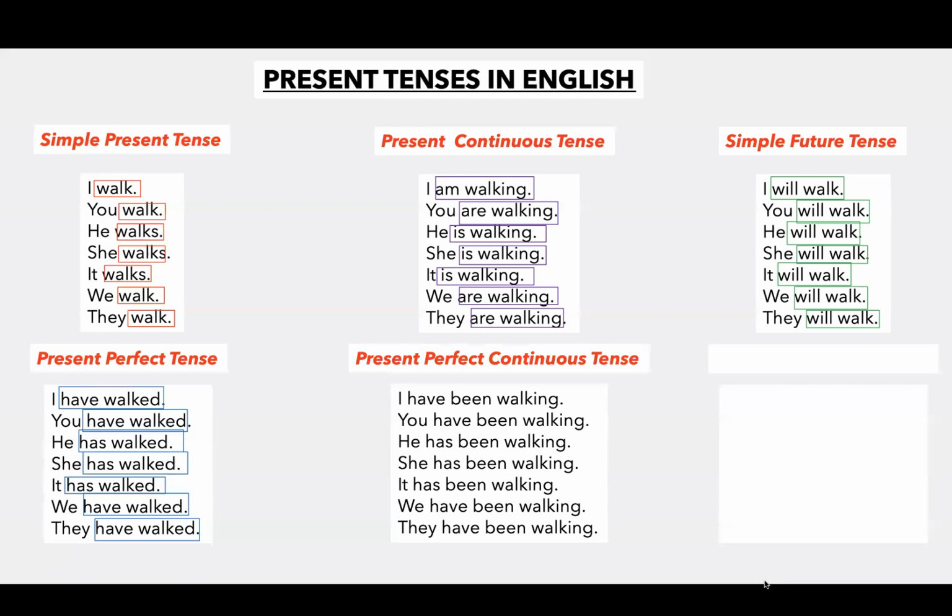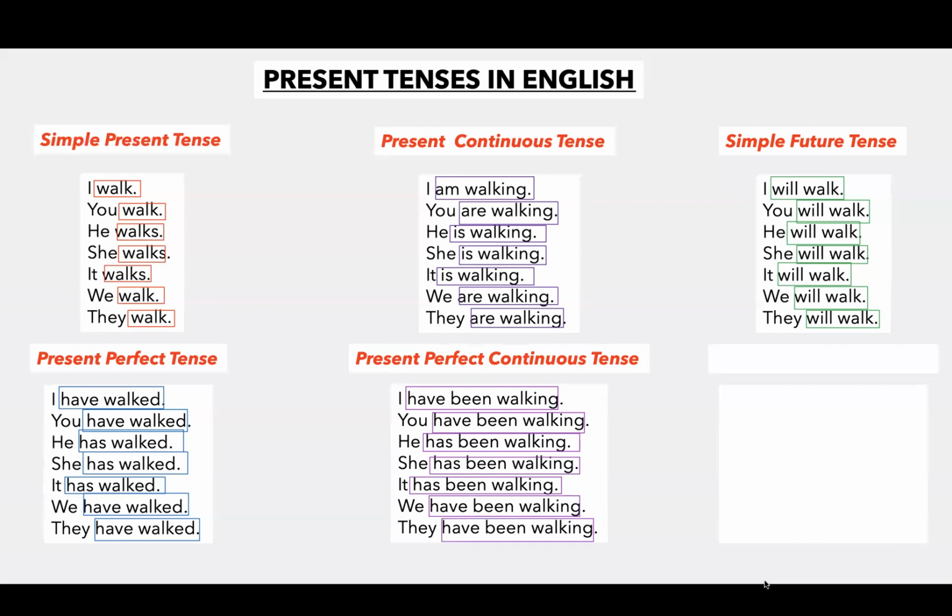I have been, you have been, we have been, they have been. But he, she, it has been. And then we use verb 1 plus ing, walking. I have been walking. You have been walking. He has been walking. She has been walking. It has been walking. We have been walking. They have been walking.